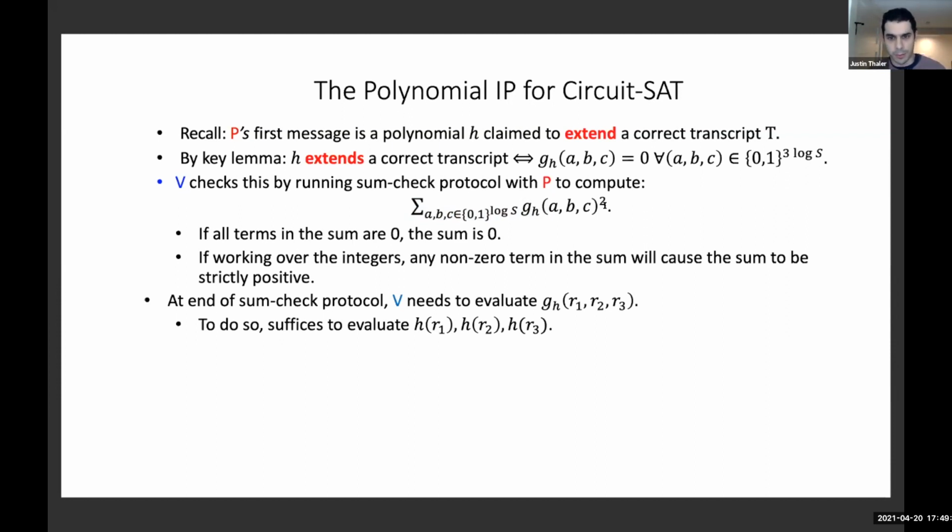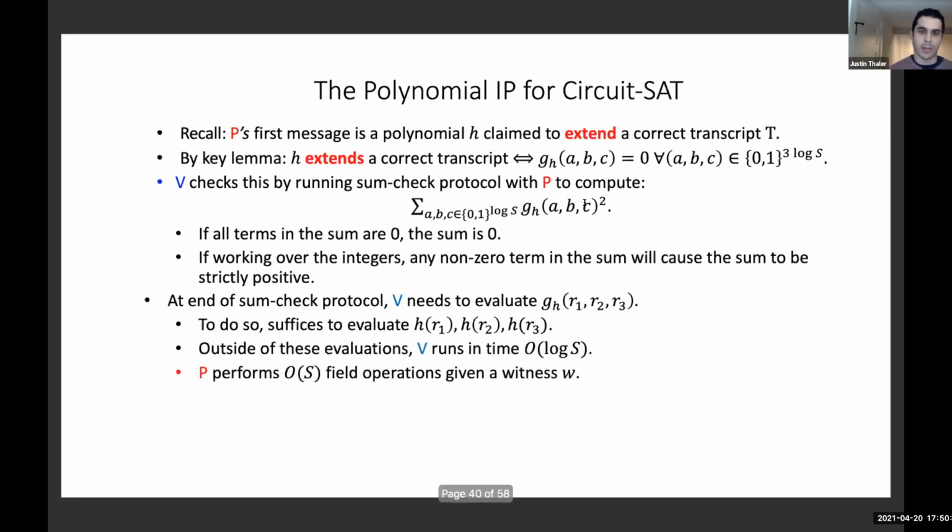Right? Because if G sub H evaluates to 0 at all inputs being summed over, then obviously you sum up 0 a whole bunch of times, you get out 0. And working over the integers, if any one of these evaluations is non-zero, then when you sum them up, you sum up a bunch of non-negative numbers, at least one of which is positive, you'll get out something that's strictly positive. So when you work over finite fields, you have to worry about a bunch of positive numbers adding to 0. You can have wraparound issues, but let's ignore that. That's not so hard to deal with.